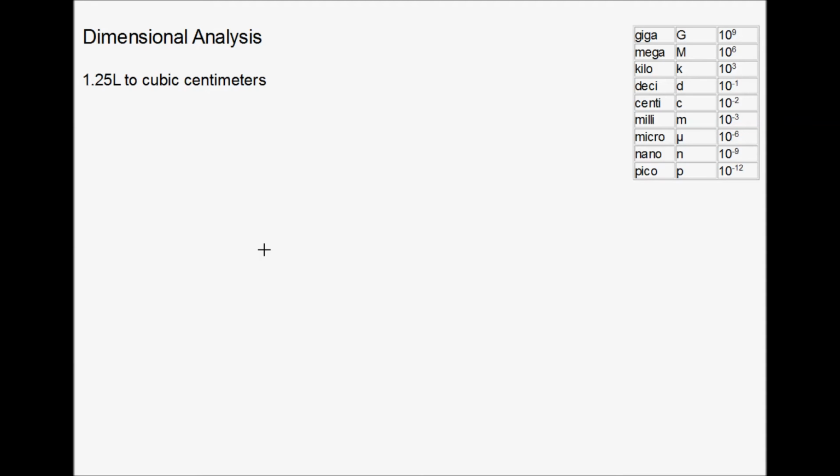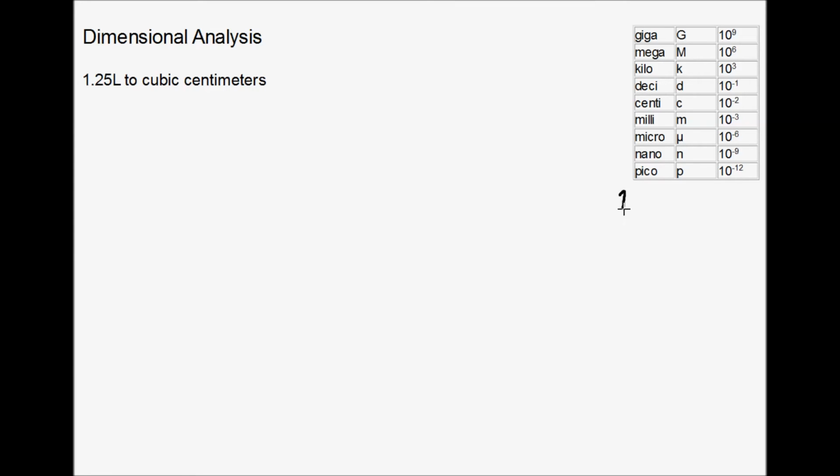1.25 liters to cubic centimeters. Now, this is a different problem that you'll often run into in chemistry, and sometimes in physics and other natural sciences. All right. The standard unit of volume is the cubic meter, but a lot of liquids are measured instead in liters or some subset of liters like milliliters or microliters. But they're related. How are they related? By a simple definition. All right.